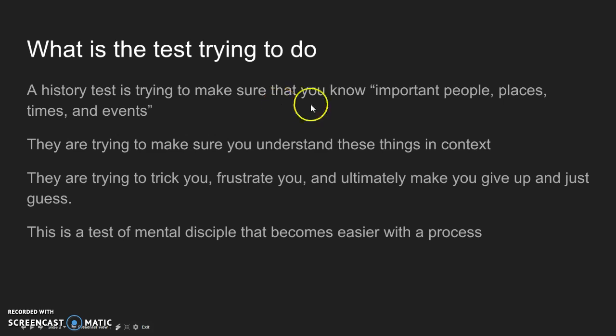So, they're trying to make sure that you know the important people, places, times, and events. They're trying to make sure that you understand these things in context. What does that mean, in context? It means that you have a good working knowledge of this stuff, that you know more than just a name and a date, just things that you can really easily look up at the last minute. But instead that you understand what happened during events and how they relate to each other. And the more that you see these questions, the more that you'll understand it. They don't care that you know about the southern colonies and the middle colonies. They care that you understand how those two related or how they were different.